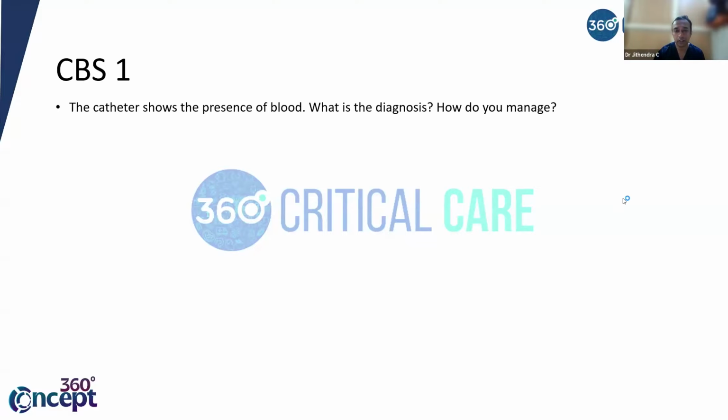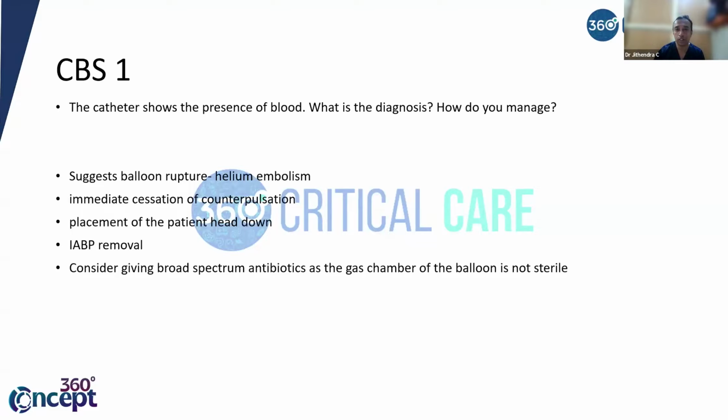So change the catheter. At the same time, you should be worried about embolism also, correct? Helium embolism is also a thing. First, you stop the console. You should not push further helium into it. So suspect balloon rupture or helium embolism, one of them. So immediate cessation of counterpulsation. That's what I told you. First thing you do is stop the IABP machine.